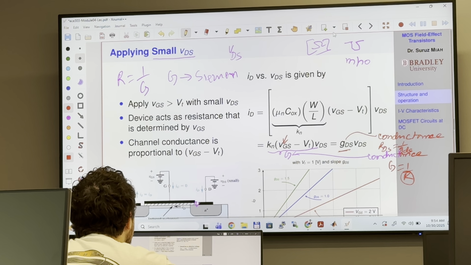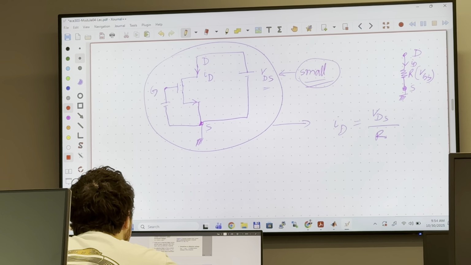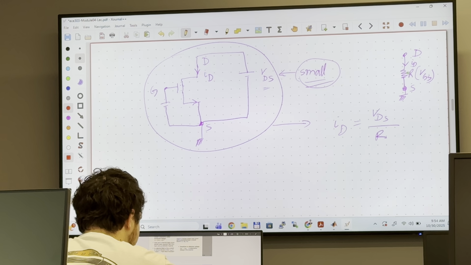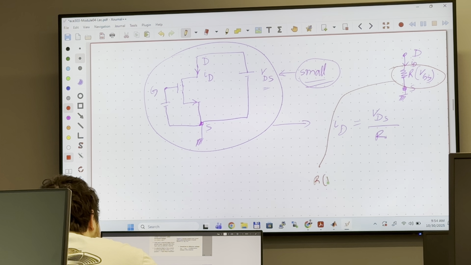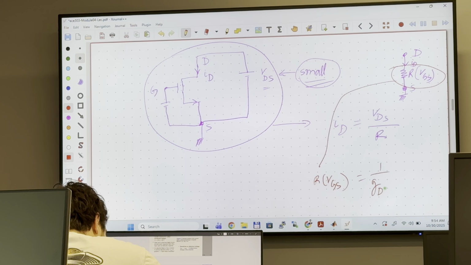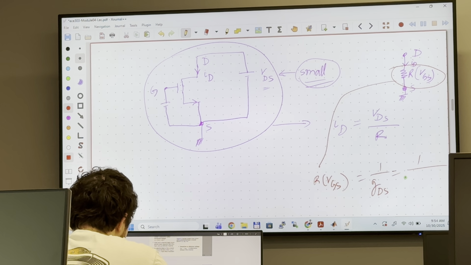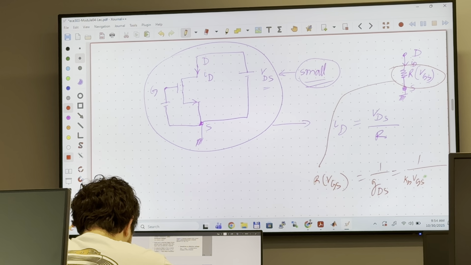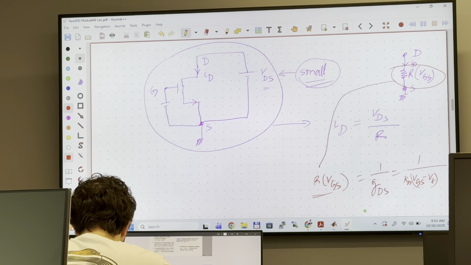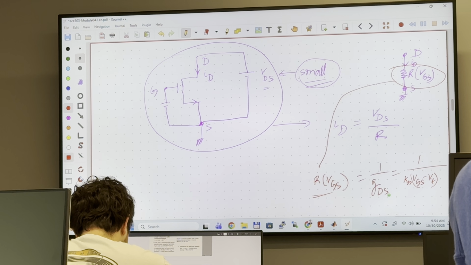So if I go back to my equivalent circuit here, this resistance R as a function of VGS is basically 1 over GDS, which is basically 1 over, anybody remember? Kn, the transconductance parameter, times VGS minus VT. Yeah. So this is basically the resistance that you see between drain and source, and this expression is basically the conductance between drain and source.